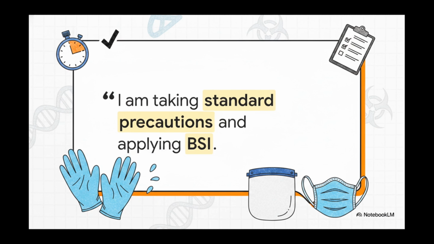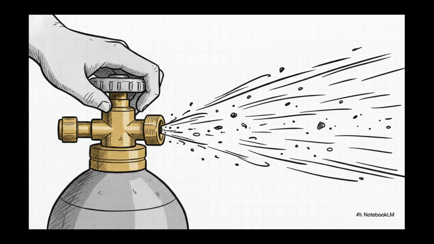It's called cracking the cylinder. You basically open the valve just a tiny, tiny bit and then shut it immediately. Now, why do we do this? Well, it's not just to hear that cool hissing sound. It actually blasts out any dust or microscopic debris sitting in the valve opening. You absolutely do not want to blow dirt through the regulator and straight into your compromised patient's lungs, right?